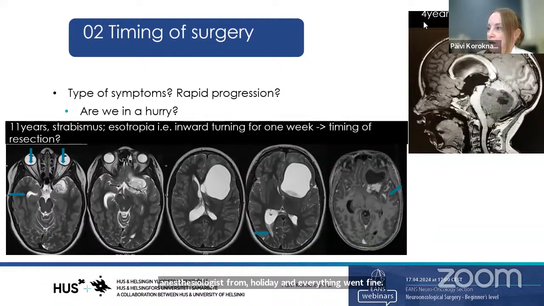And then a younger patient, 4-year-old, balance problems, headache, nausea, hydrocephalus, and posterior fossa tumor. For this patient, we did ETV on admission, and on the 2nd day after that, we operated the tumor. So pediatric cases, timing, you should think about like be more aggressive in timing than in adult cases.